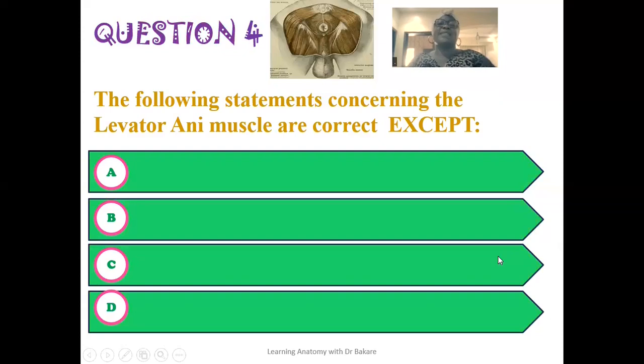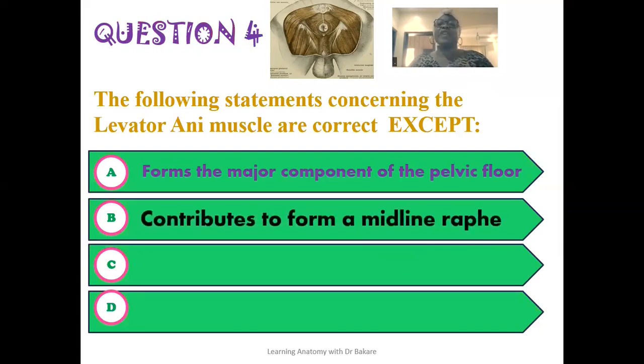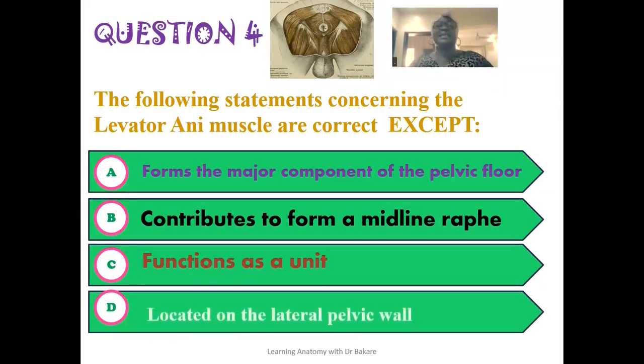The fourth question reads that the following statements concerning the levator ani muscle are correct, except the fact that it forms the major component of the pelvic floor, or is it except the fact that it contributes to form a midline raphe, or is it except it functions as a single unit, or is it except the fact that it is located on the lateral pelvic wall?